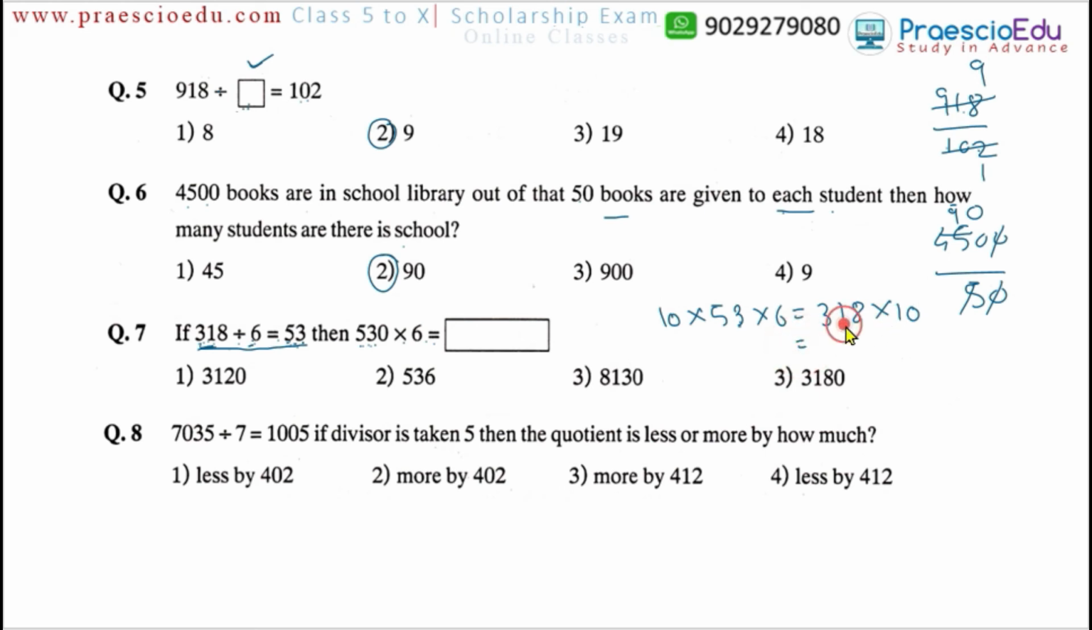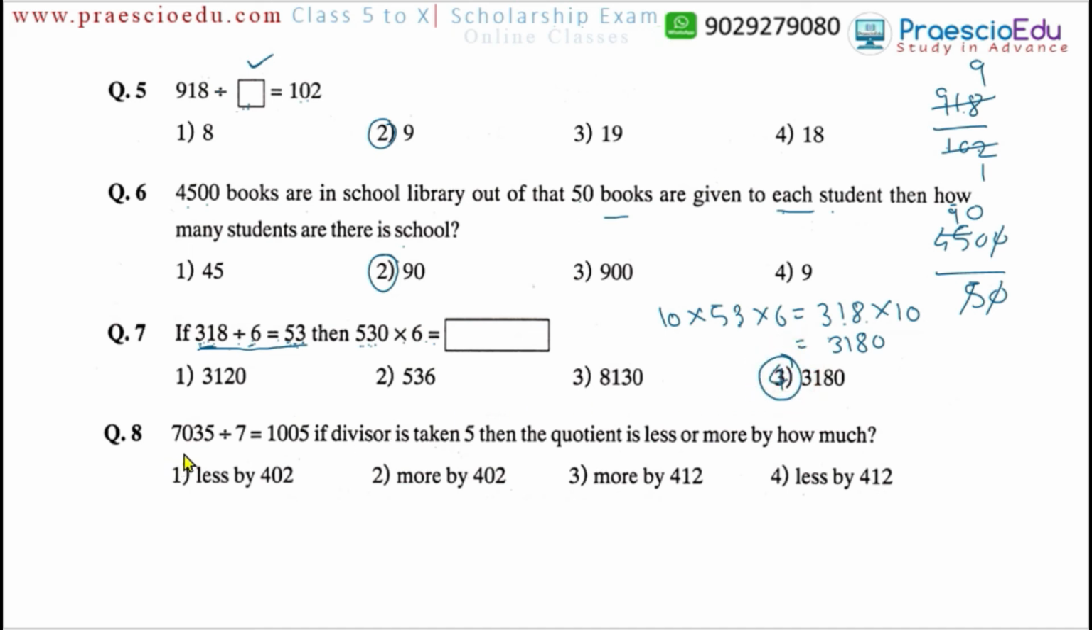After multiplying by 10, a 0 will be added at the unit place, and the 8 and the other numbers will be shifted to the higher respective places. So 3180. This is given in option number 4.